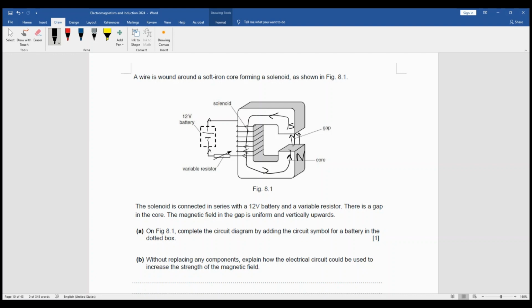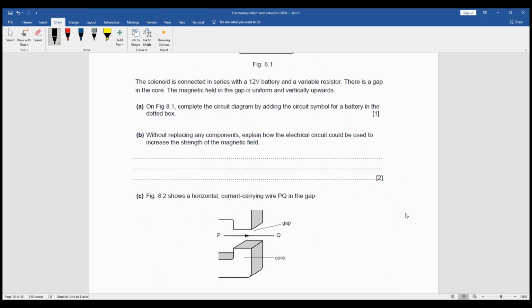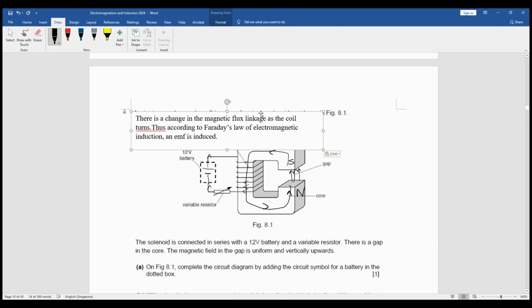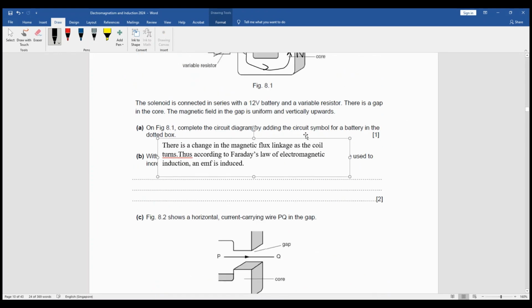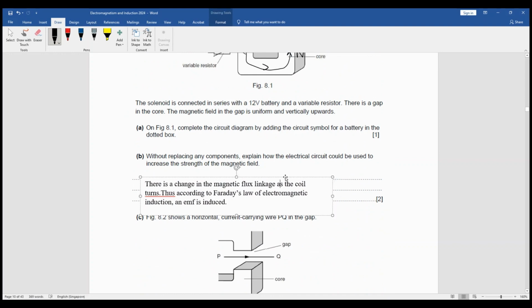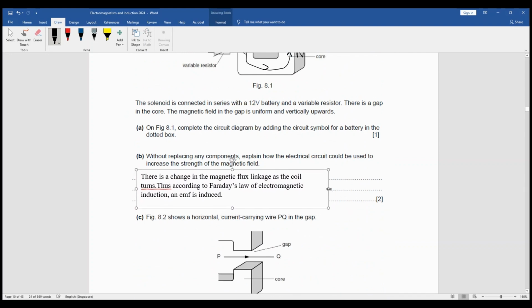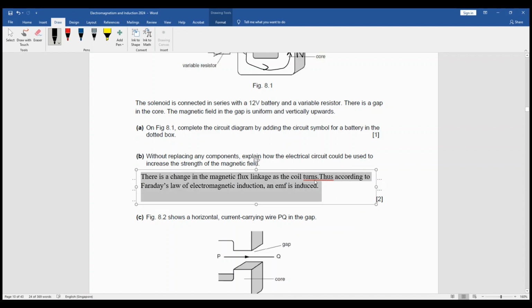Oh, yeah. This question is a lot harder than what it seems. Okay, without replacing any component, how could the electric circuit be used to increase the strength of the magnetic field? Well, you cannot change component. That means you cannot change the magnet, you cannot change the battery. The usual things that we like to change. Easy, because they already put an extra component inside, if you notice, which is the variable resistor. So should we increase? We want a higher current, right? So we should decrease the resistance. That will increase the current in the solenoid.